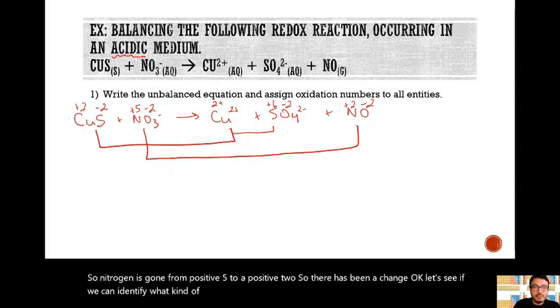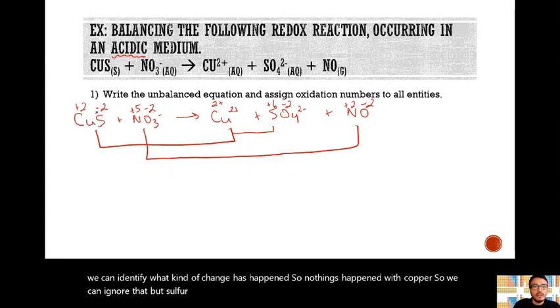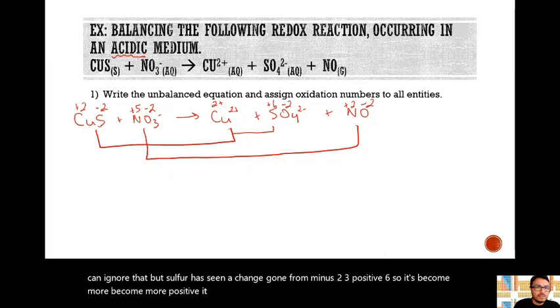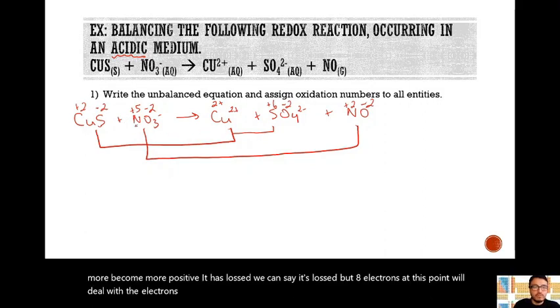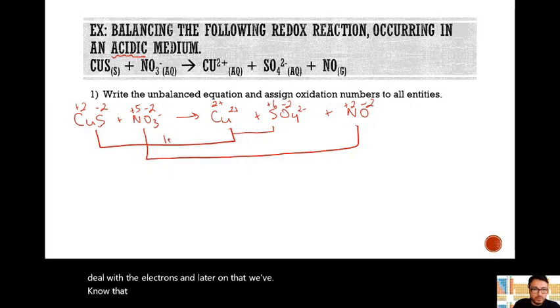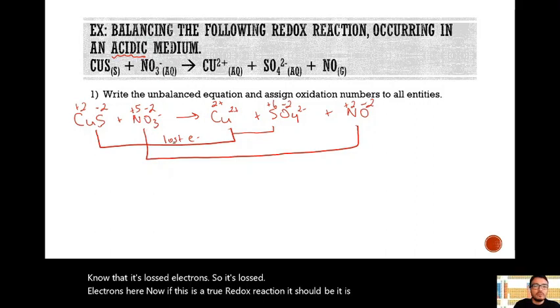So nothing's happened with copper, so we can ignore that, but sulfur has seen a change. It's gone from -2 to a +6. So it's become more positive. It has lost, we can say it's lost about 8 electrons at this point. We'll deal with the electrons later on, but we know that it's lost electrons. Now if this is a true redox reaction, as it is a question, then we would have seen a gain of electrons in this other half reaction.